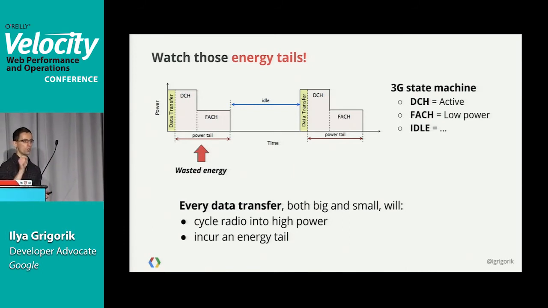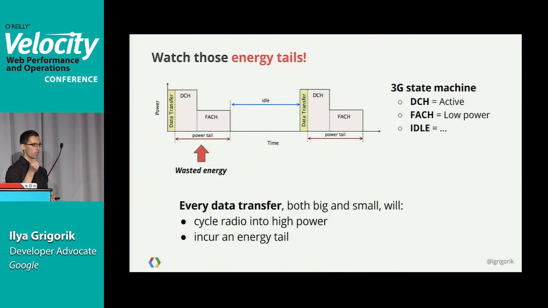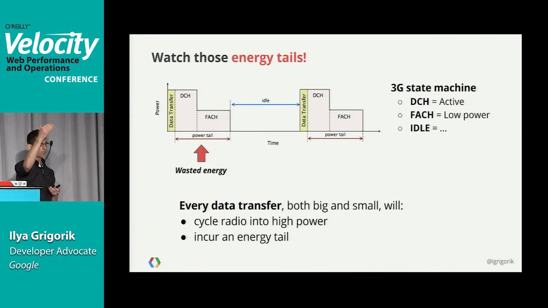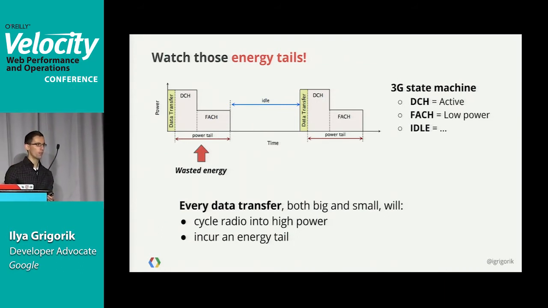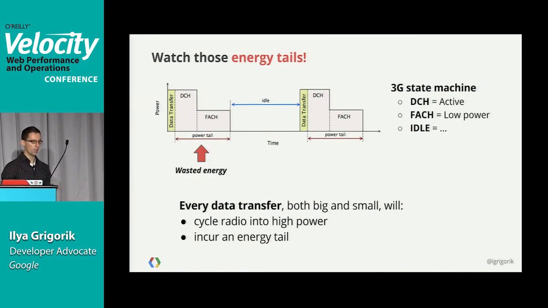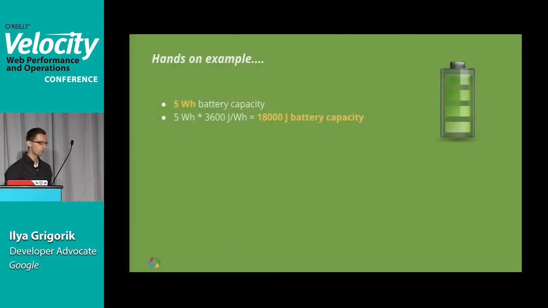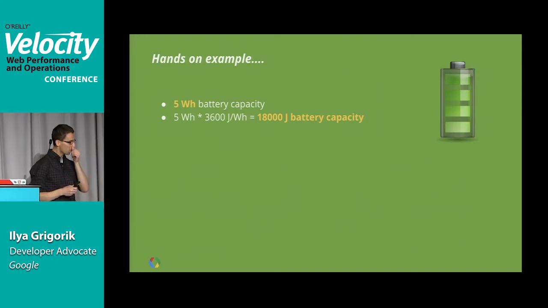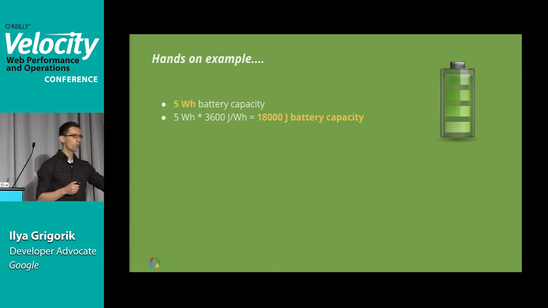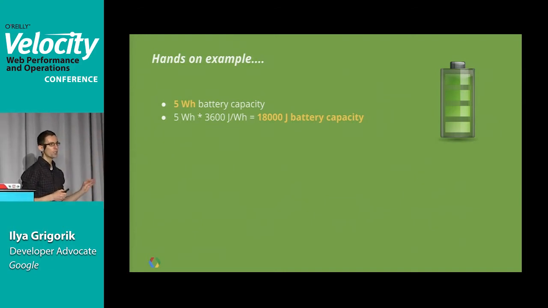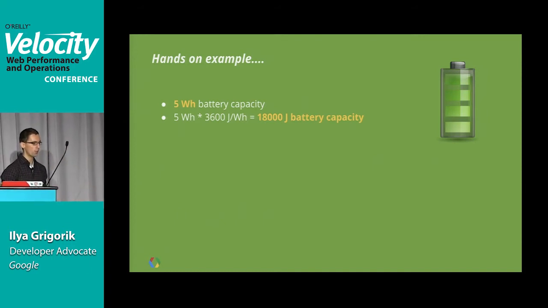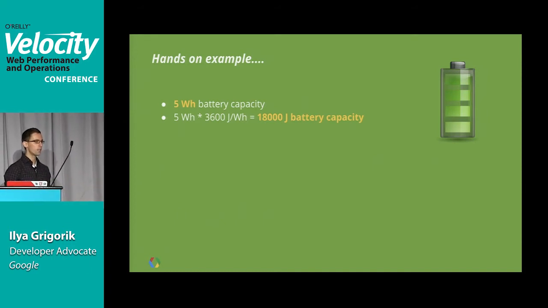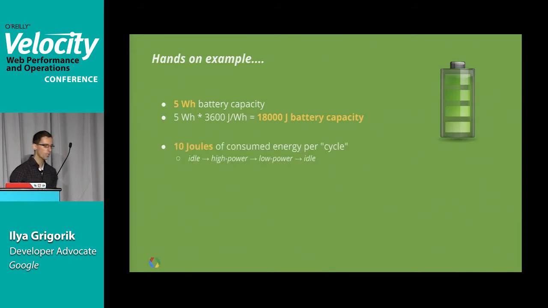So even if you transmit just 1 byte of data, you will have to upgrade the radio to high power state and then cycle back all the way down, right? And it doesn't matter if you're transferring 1 megabyte or 1 byte. So let's do some math. A typical battery today on a mobile device is about 5 watt hours. Don't worry about the specific units here, it's just for sake of example. 5 watt hours is about 18,000 joules of battery capacity. That's what you have on your average phone.